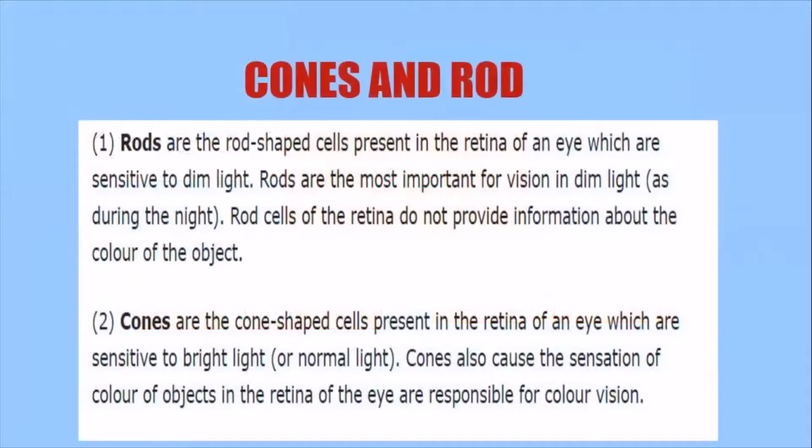Then, what are rods and cones? Rods are rod-shaped cells present in the retina of an eye, which are sensitive to dim light. Rods are most important for vision in dim light, such as during the night. Rod cells of the retina do not provide information about the color of an object. Cones are cone-shaped cells present in the retina of an eye, which are sensitive to bright or normal light. Cones also cause the sensation of the color of objects in the retina of the eye. Hence, they are responsible for color vision.